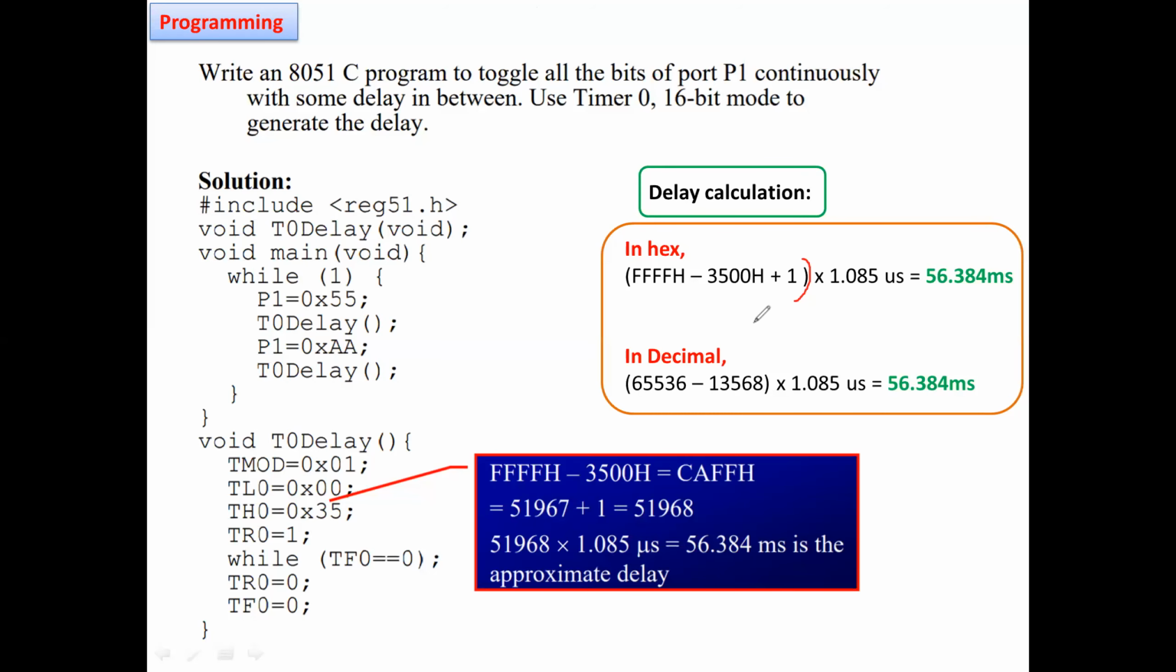To understand what value is to be placed in this particular 16-bit register, there is a basic formula in hexadecimal and a basic formula in decimal. You can use either one, no problem. But always try to use decimal for calculation, it will be very easy. So in this formula, I will tell you what each part is.